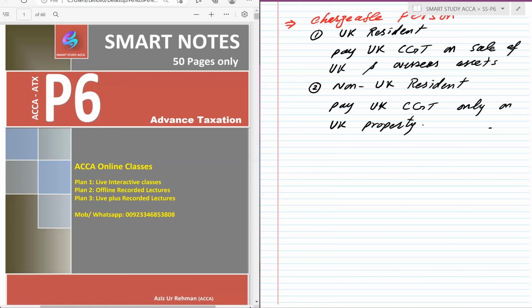That is the difference between chargeable person. So chargeable person could be UK resident. In that case, he will pay CGT in the UK on both his UK as well as overseas assets. Alternatively, if an individual is non-UK resident, he will pay CGT in the UK but only on UK property.